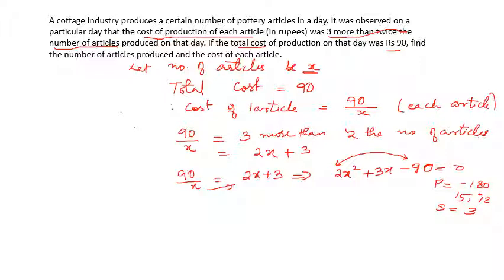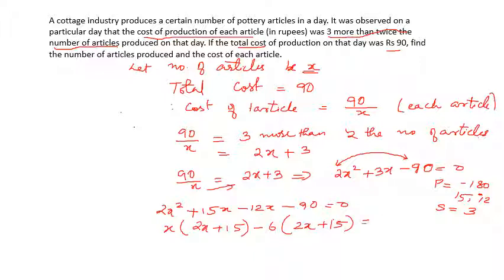So now if you change this and write, you get 2x square plus 15x minus 12x minus 90 is equal to 0. Now if I take x outside, then I get 2x plus 15, and from minus 12x and minus 90, I can take 6 outside. When you take 6 outside, you get 2x plus 15 into x minus 6 is equal to 0. Now what do we get, children? 2x plus 15 is equal to 0, or x minus 6 is equal to 0.